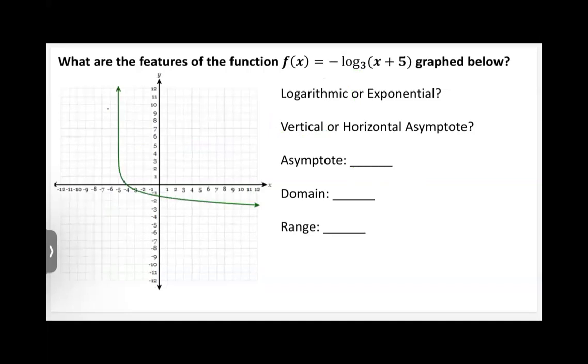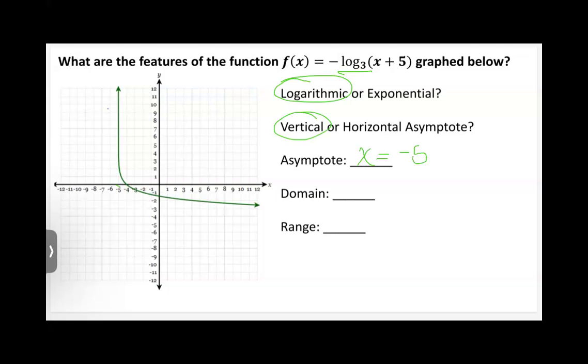Next, this one is, oh, that's hard to tell, but it shows there's a log there, right? So it's a log, so it has to be logarithmic. And if it's logarithmic, that means it's got a vertical asymptote. And the asymptote is over here at -5. So the asymptote itself is x equals -5.